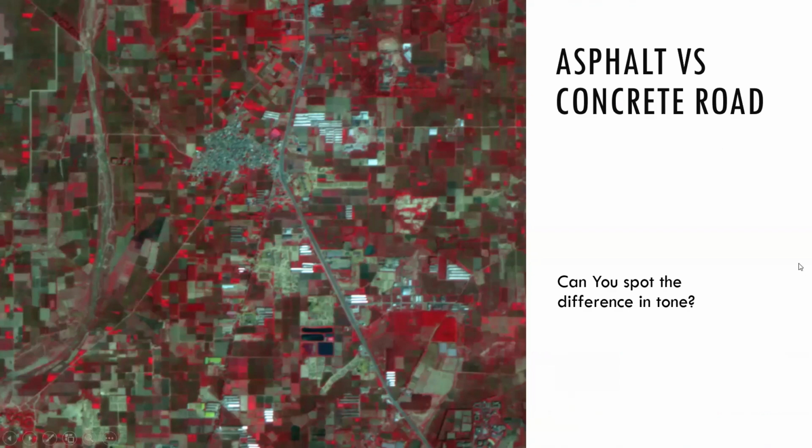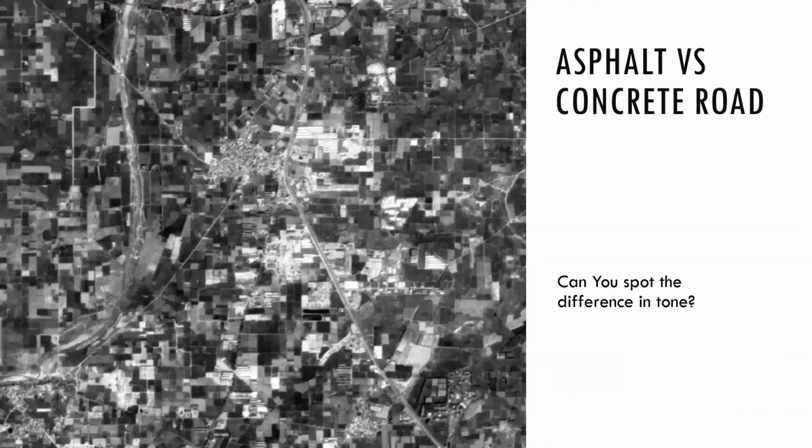Can you spot the difference between asphalt and concrete road? Take help from the black and white image as well. Can you spot now? Well, if you said this is an asphalt road and this is concrete, for both black and white and RGB image, you were right. Asphalt is absorptive in nature, therefore, it has a dark tone. It absorbs most of the light. However, concrete is a reflective surface, therefore, it reflects most of the light, leading to a lighter tone.